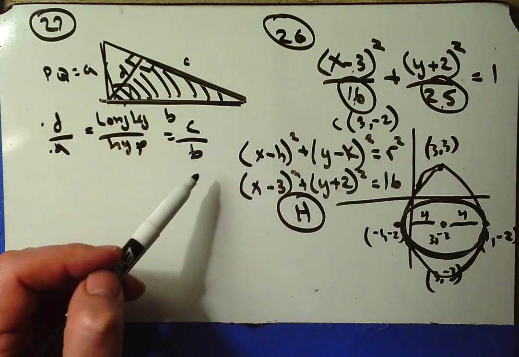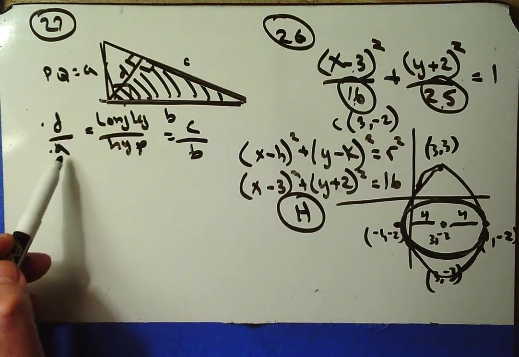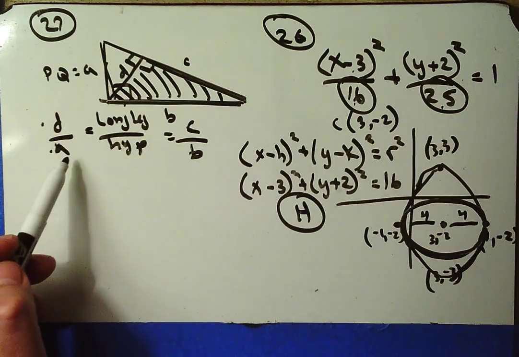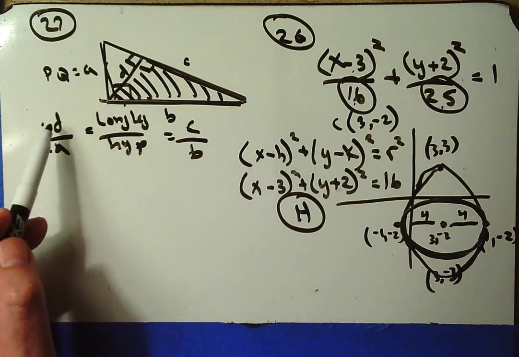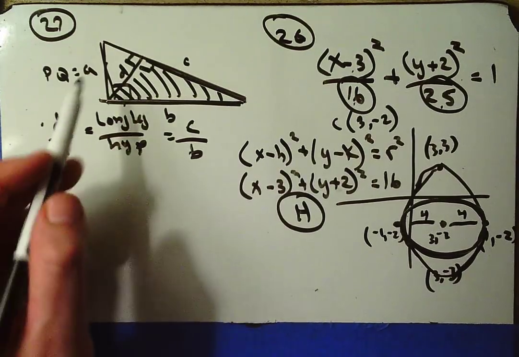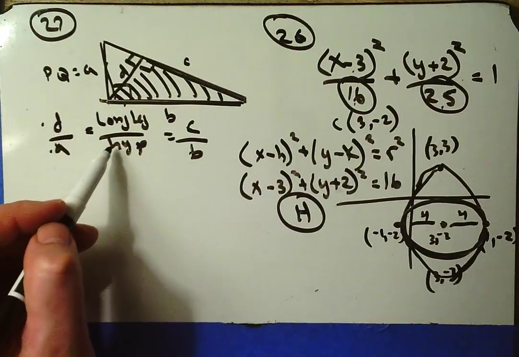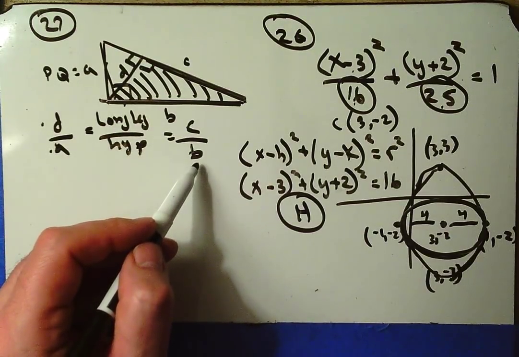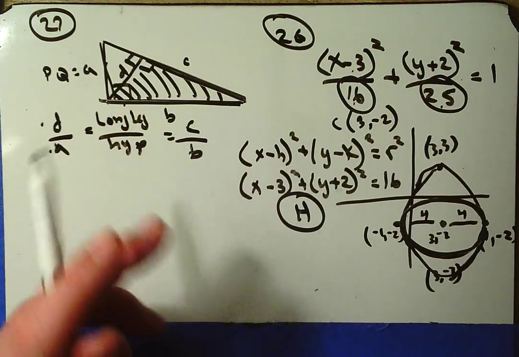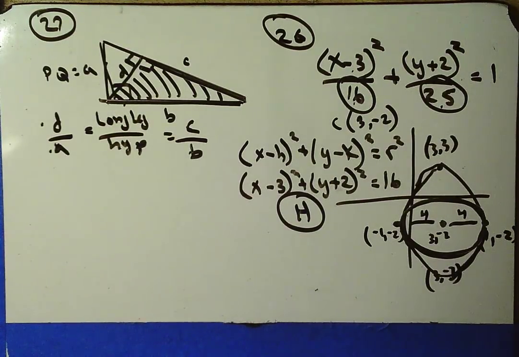C is to B. I see B is to C. Hold on a second. D is to A. What is the ratio of the length of D to the length of A? A is the hypotenuse. A is the hypotenuse. D is the long leg to hypotenuse. C over B. Huh. That's interesting. T over A. Huh.